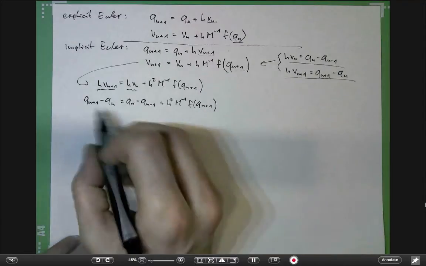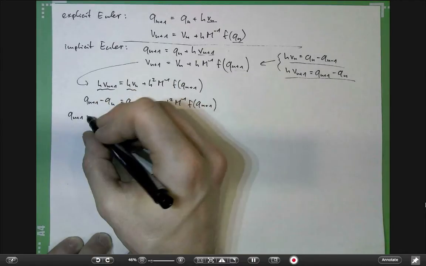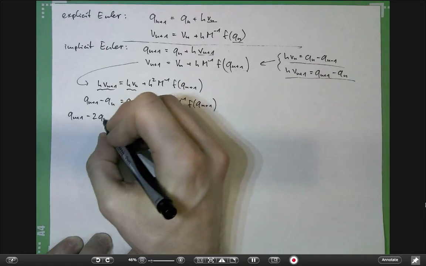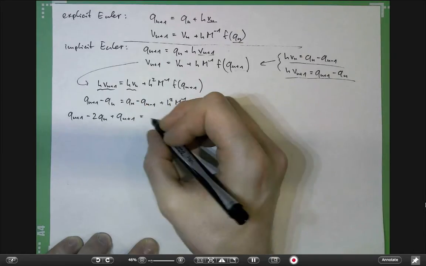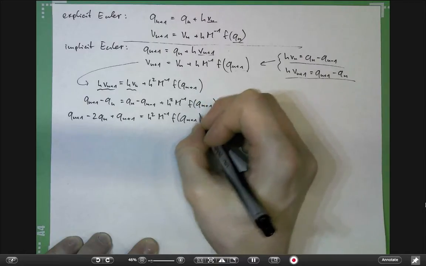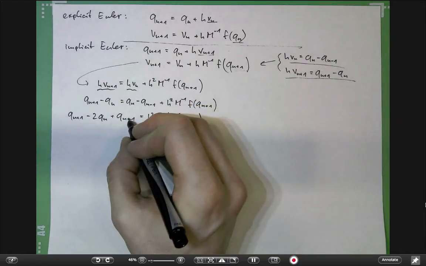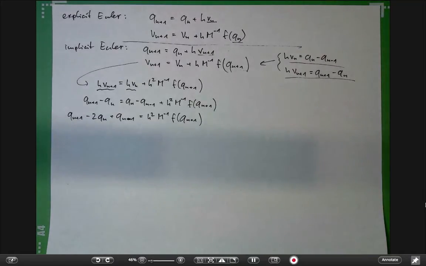So if I put it all on the left-hand side, what I will get there is Qn plus 1 minus 2 Qn plus Qn minus 1 equals h squared m inverse f at Qn plus 1. All right, I just put this on the other side. Oh, did I do it wrong? Oh, yeah, of course, sorry. No, I actually did it on purpose to test if you are paying attention. No, I didn't.